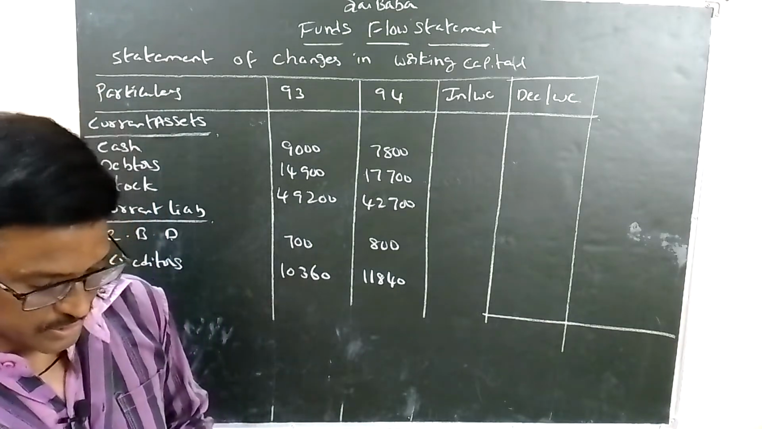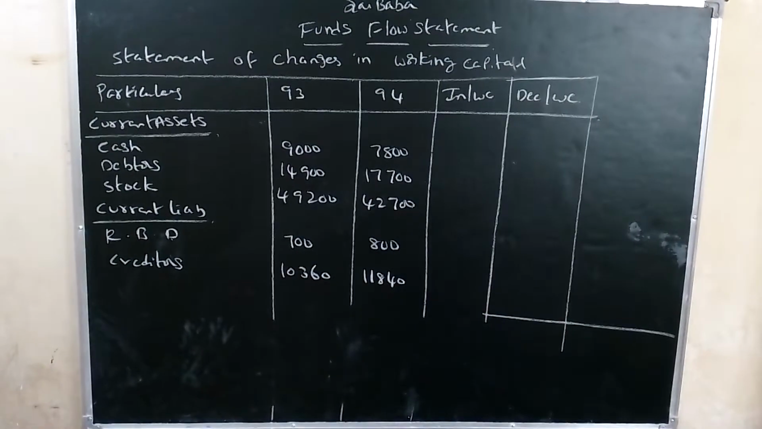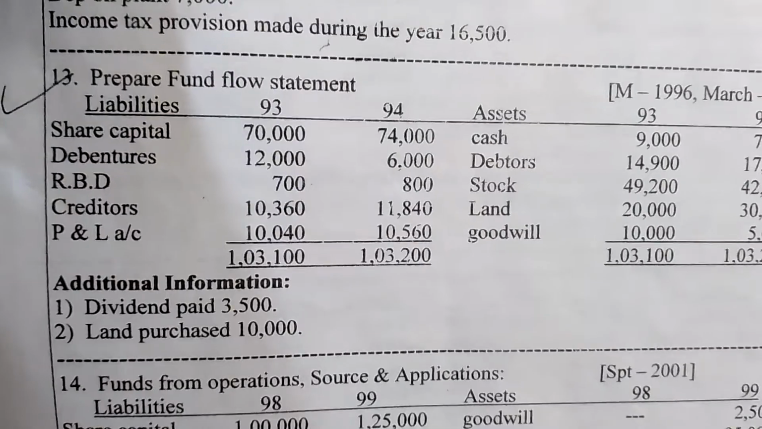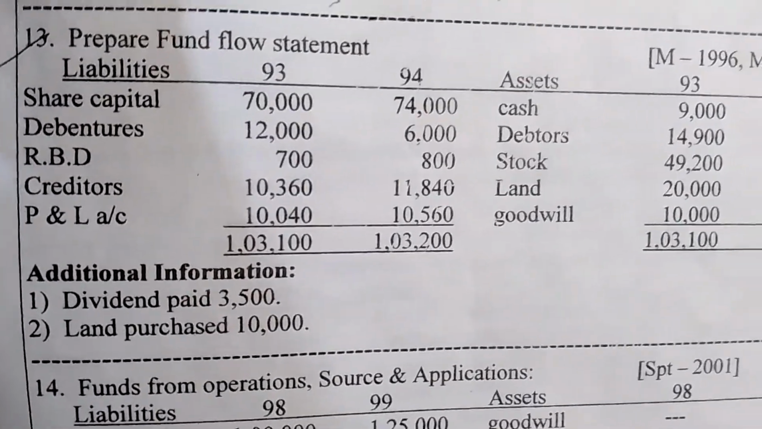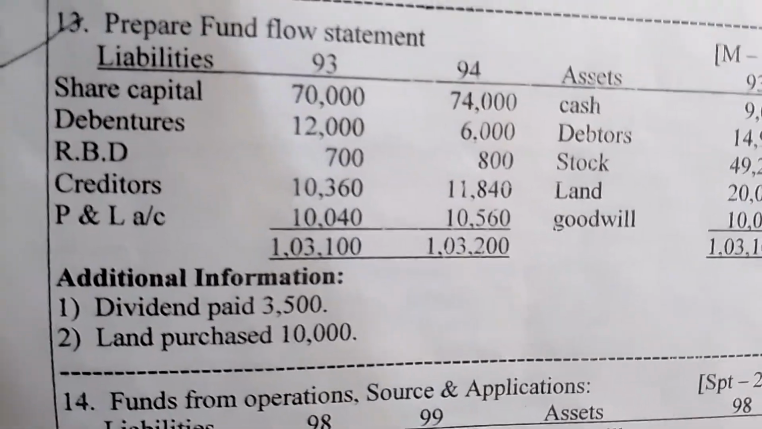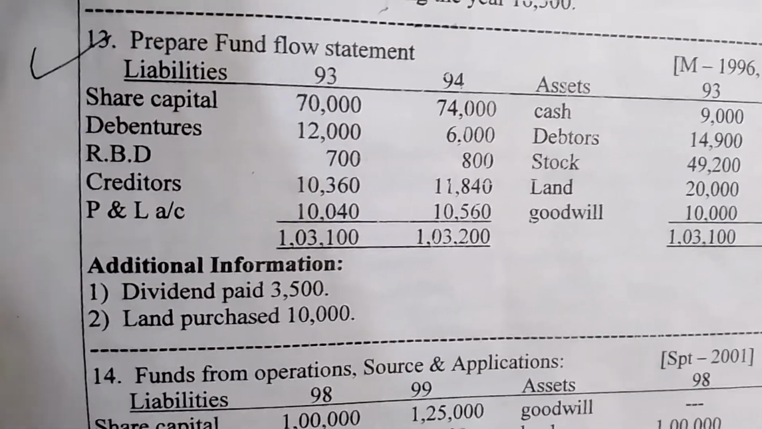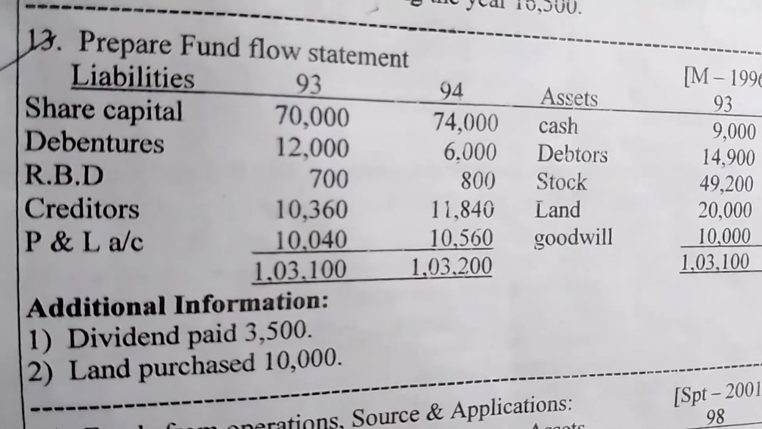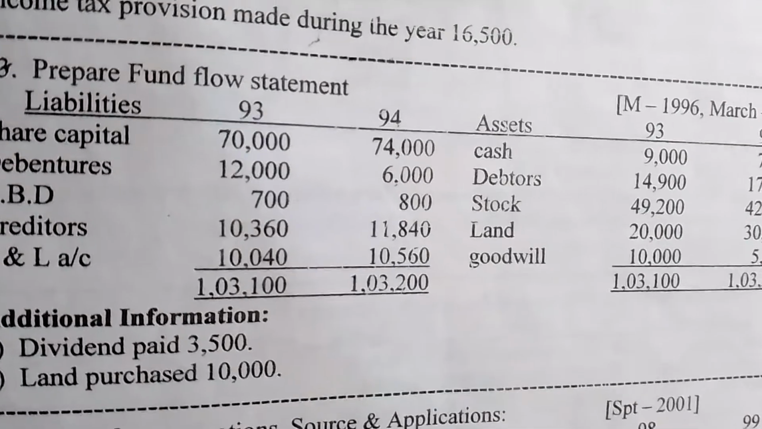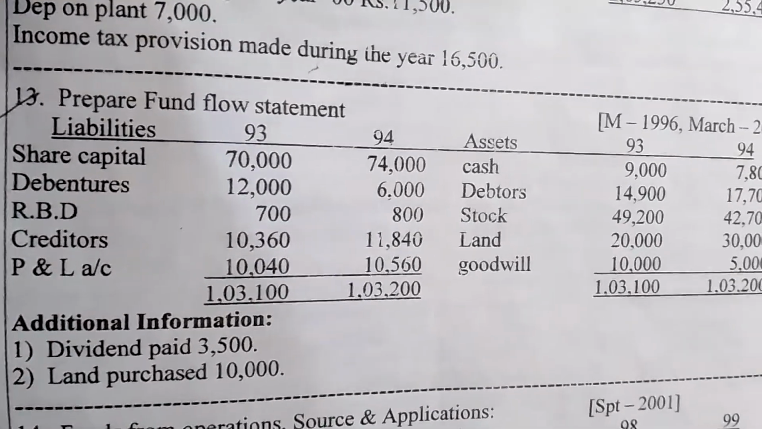Okay, so let us see the question. Prepare funds flow statement. Liabilities, 93, 94. Share capital 70,000, 74,000. Debenture 12,000, 6,000. Reserve for bad debt 700, 800. Creditor 10,360, 11,840. Profit and loss account 10,040, 10,560.